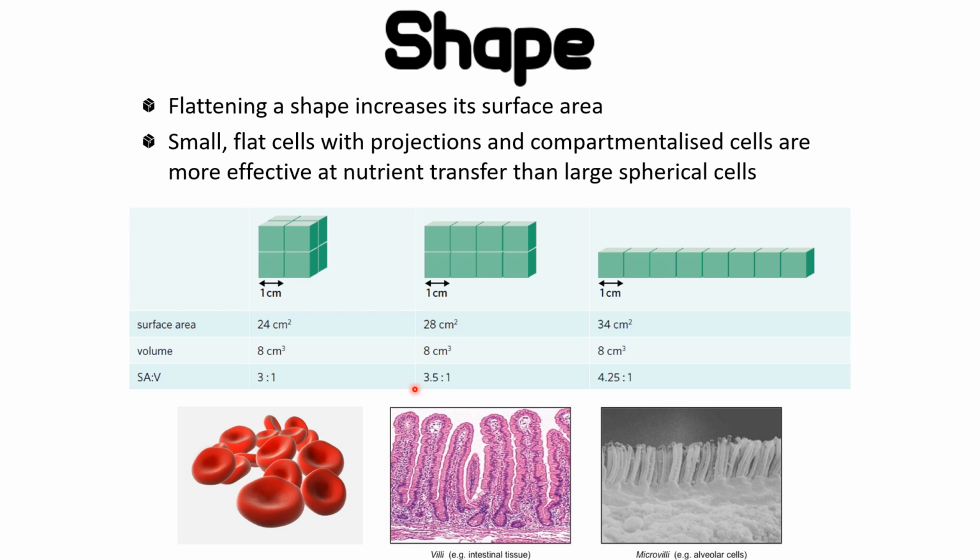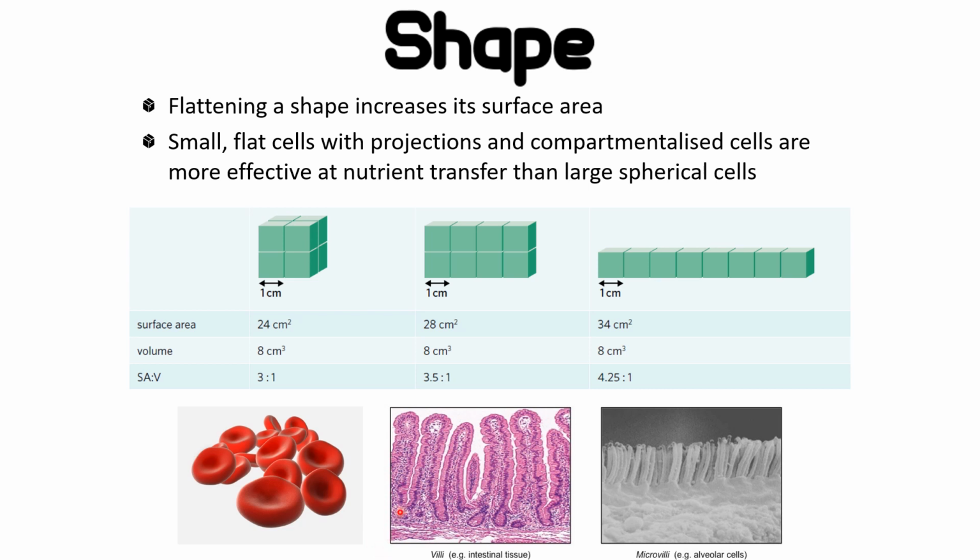Small flat cells with projections and compartmentalized cells are more effective at nutrient transfer than large spherical cells. And we know that from previous slides, where more entry points equals faster entry or exchange of nutrients and wastes. So as we can see here, if we had a cell that was really long and flat, it has a much larger surface area compared to the volume than a cell that is just a cube, which has a surface area to volume ratio of 3:1. This one is 4.25:1.